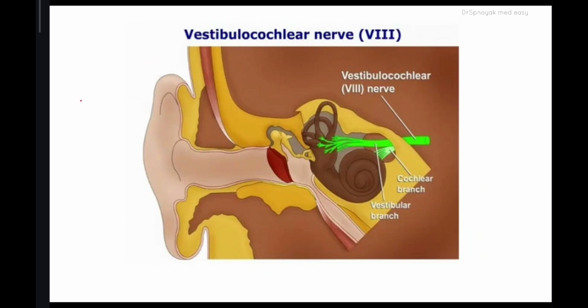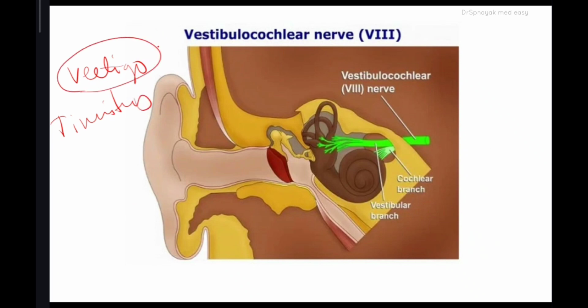Some other clinical points I would like to add here. There is a disease called vertigo, and another called tinnitus. In vertigo, the patient will have dizziness and fall down. We call these blackouts. That is due to this nerve disorder. Tinnitus is another condition where sometimes the patient will have a ringing sound in the ear. That is due to dysfunction in this nerve only.